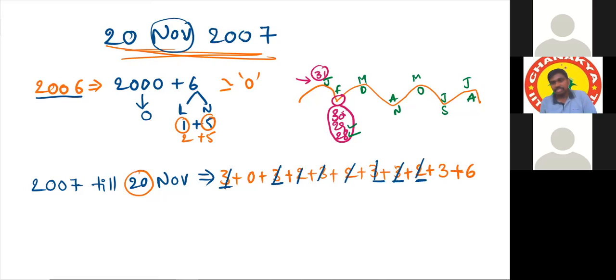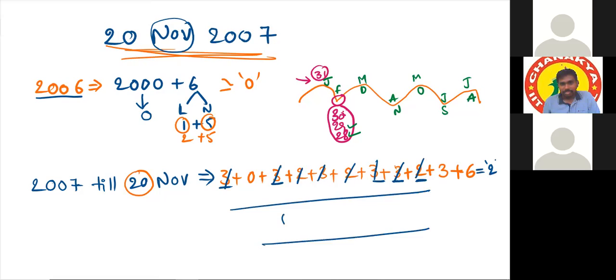So finally it is 3 plus 6, which means 9. 9 consists of only 2 odd days. So overall, how many odd days are there? 0 plus 2, so 2 total. If 0 is Sunday, then 2 is? Tuesday. Yes, 1 is Monday, 2 is Tuesday. This is Tuesday.